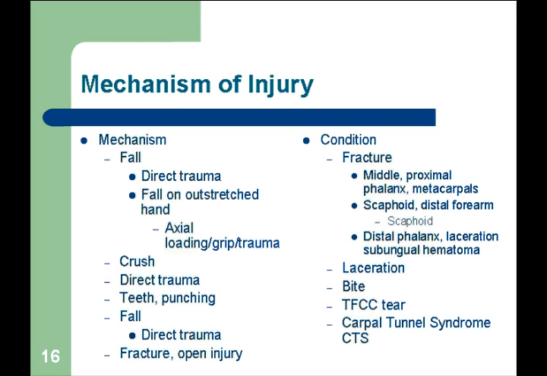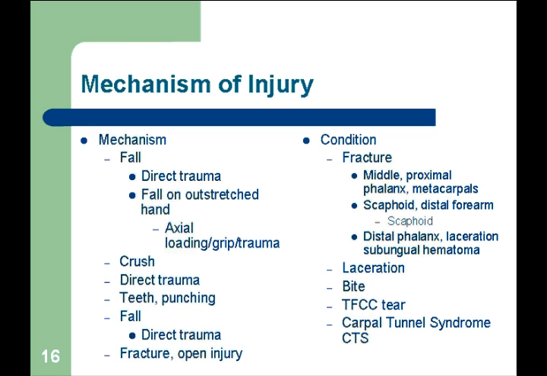Well, then if you look in the right-hand column and you look at fractures, you would expect, if they fell on their hand, that they might have a fracture of a phalanx or a metacarpal. If the wrist was extended at the time and there was additional loading, they could have a scaphoid fracture, they could have a distal forearm fracture. And so mechanism of injury is an important thing to understand. Crush injuries often result in lacerations. Direct trauma could include such as a bite. Teeth marks or punching can occur. TFCC tears, also again common with falls. Direct trauma.